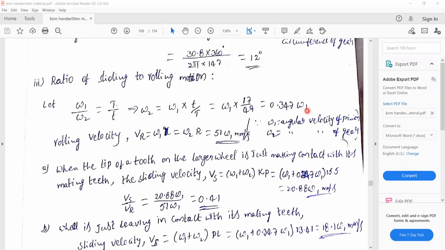So what is the relation between the angular velocity of the pinion and the gear wheel? Now the rolling velocity formula is VR equals omega 1 small r, or omega 2 capital R, whichever it may be. You should take any one. So omega 1 small r or omega 2 capital R. This is the general fundamental formula, V equals omega R.